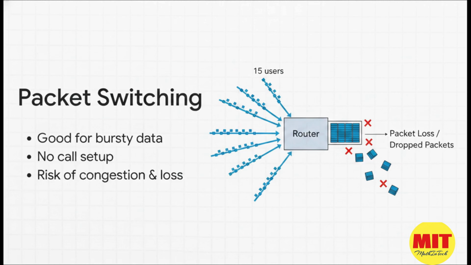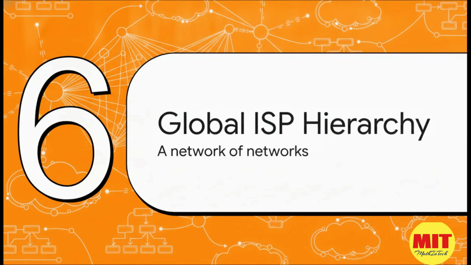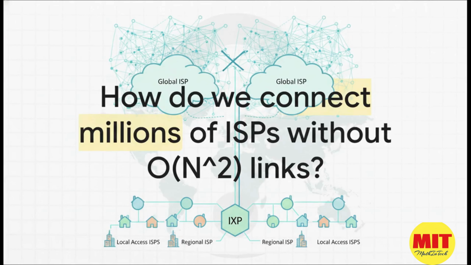And finally, Section 6, the Global ISP Hierarchy. Let's zoom all the way out and think about the sheer logistics of the internet. There are millions of local access ISPs in the world. If we tried to connect everyone directly to everyone else, it just wouldn't scale. It would require an impossible O of n squared number of physical cables.